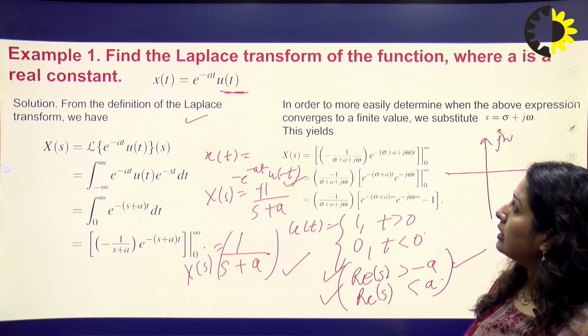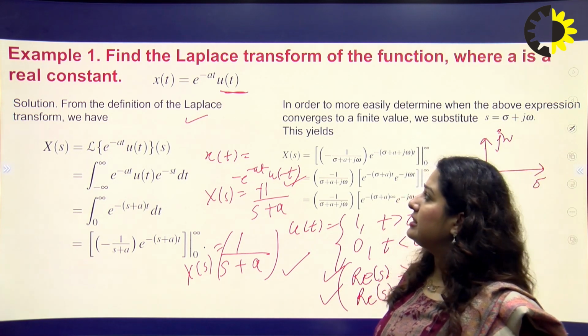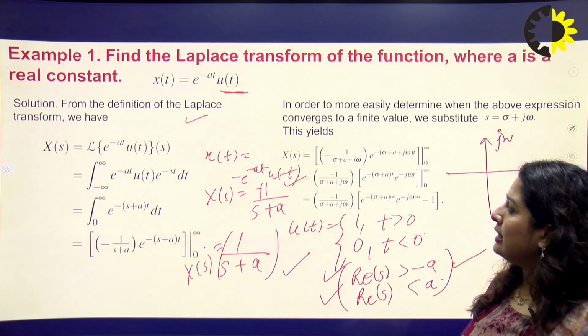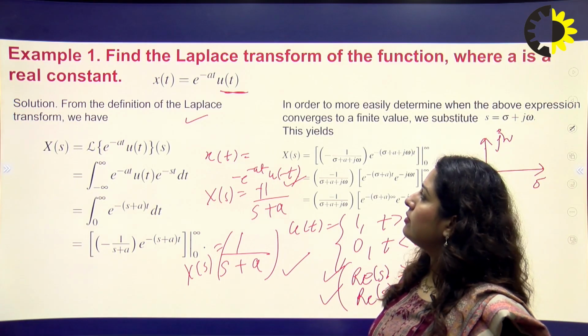So you have to be careful about whether the signal is right-sided or left-sided. If it is right-sided, then the ROC will be the right half plane, to the right of the rightmost pole, and if it is left-sided, then it will be to the left of the leftmost pole.